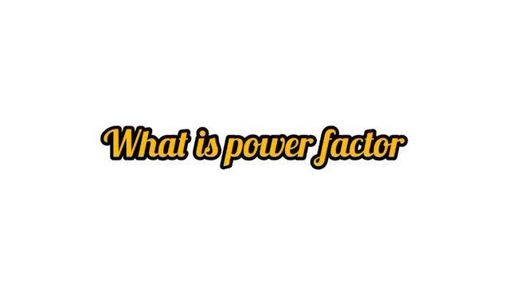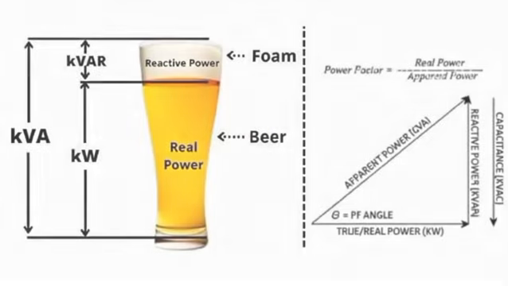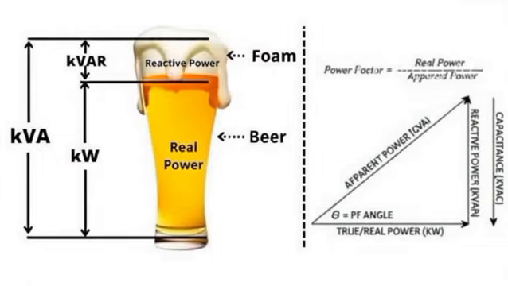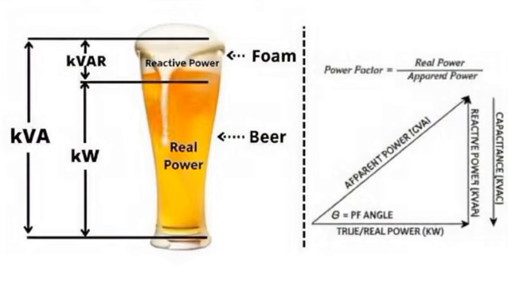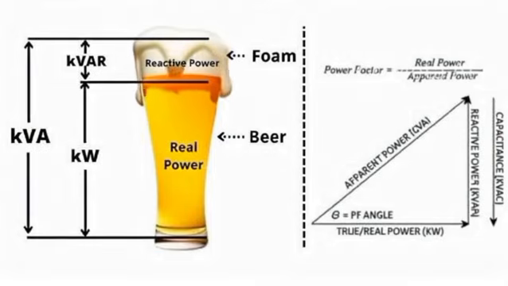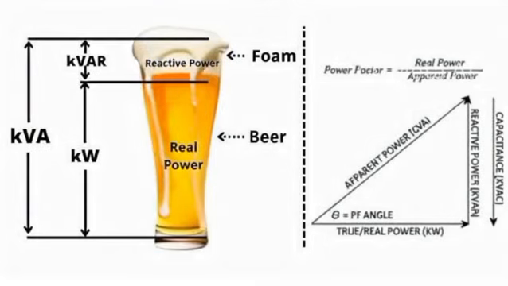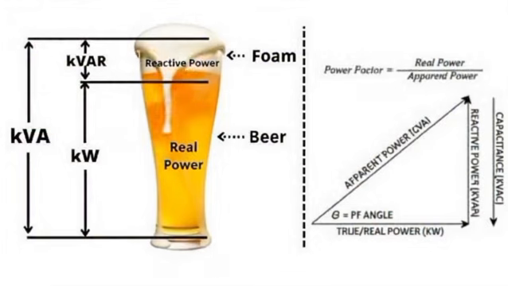What is power factor? The power factor is a crucial property of AC electrical systems. It is dimensionless in nature. It is used for both single and three-phase AC circuits. It is the ratio of true or actual power to the apparent power in the AC systems.